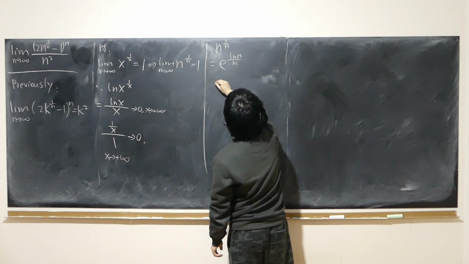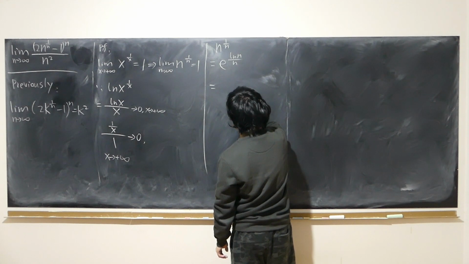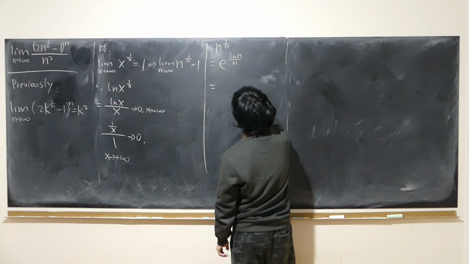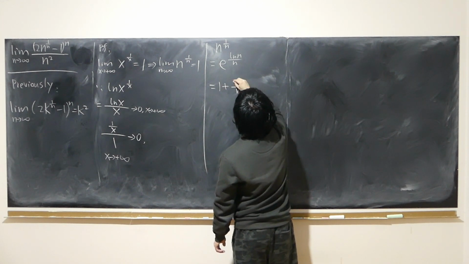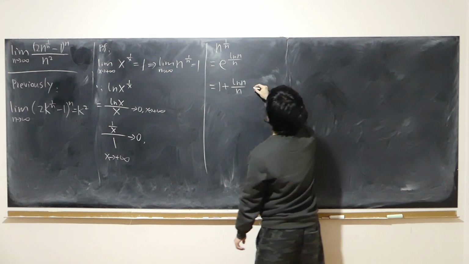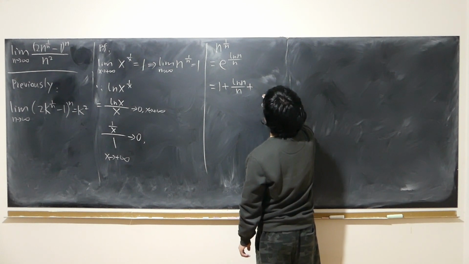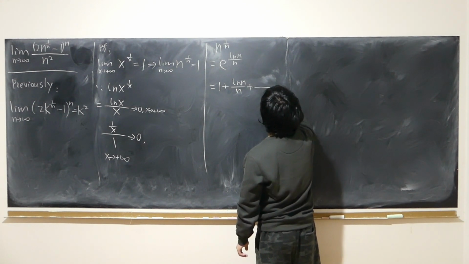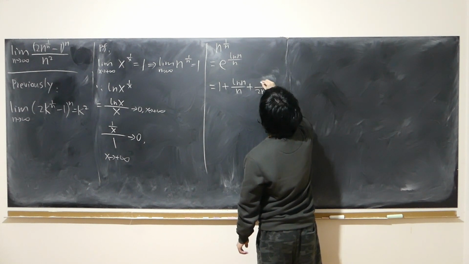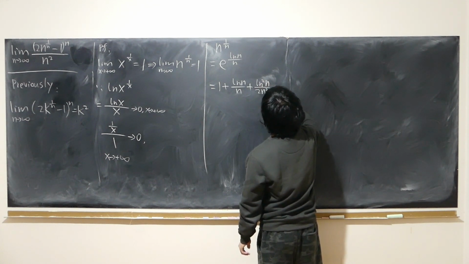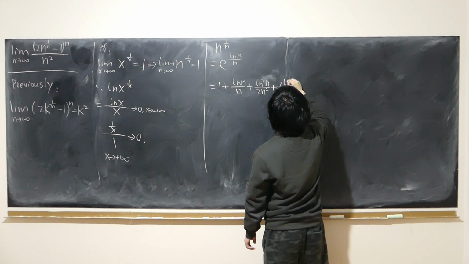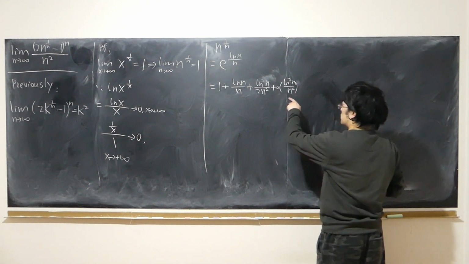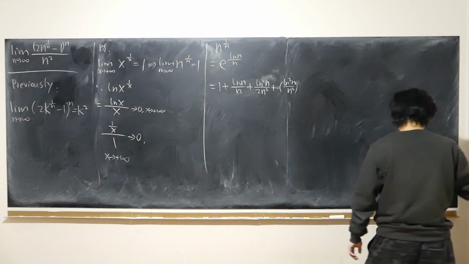So that is equal to the Maclaurin expansion nearby the point 0. First term 1, second term the power itself, log n over n. Then the square term, half of (log n over n) squared, plus little o of (log n over n) squared. What's the meaning of little o?